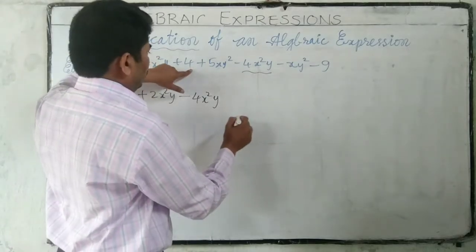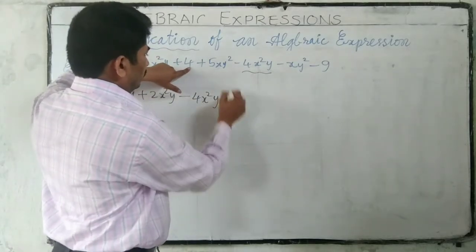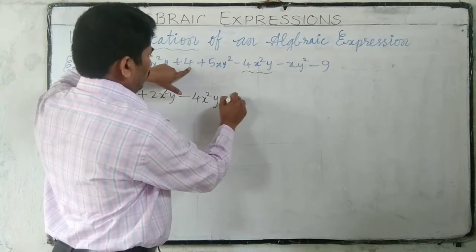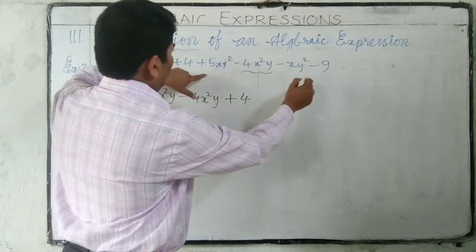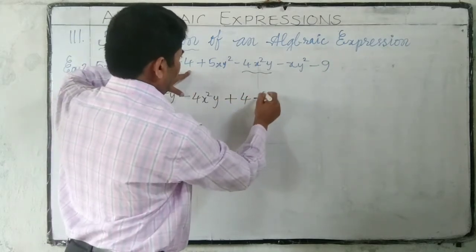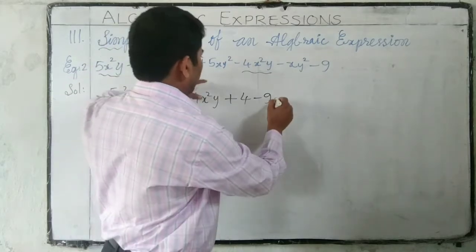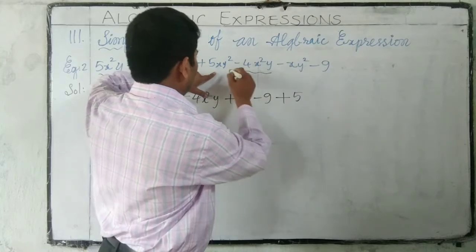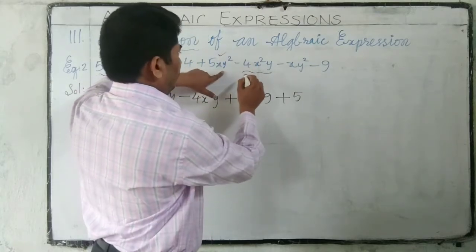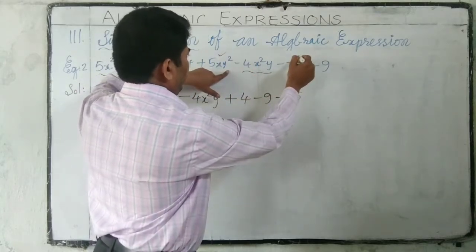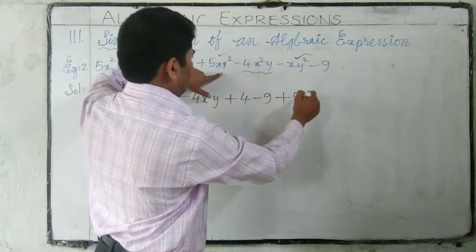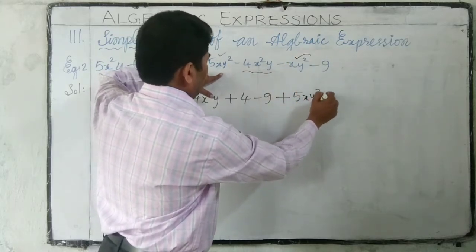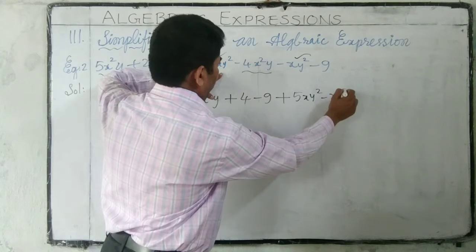Next, 4 and minus 9. These are constant terms. Next, 5xy square minus xy square.